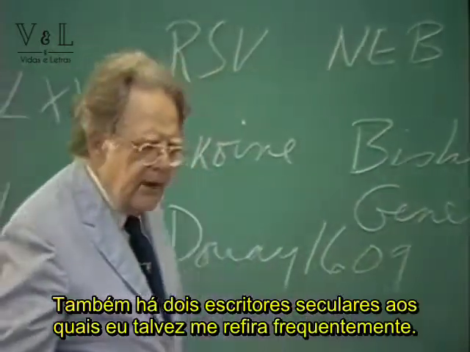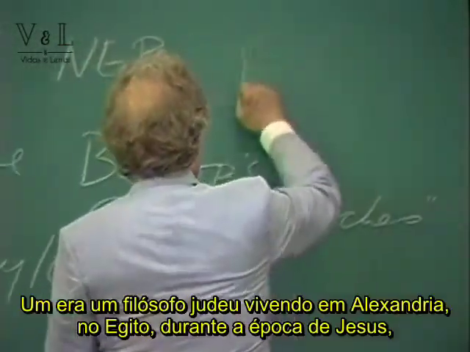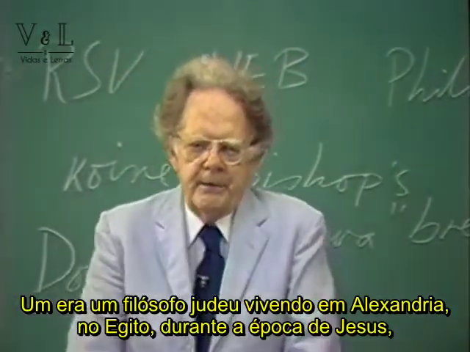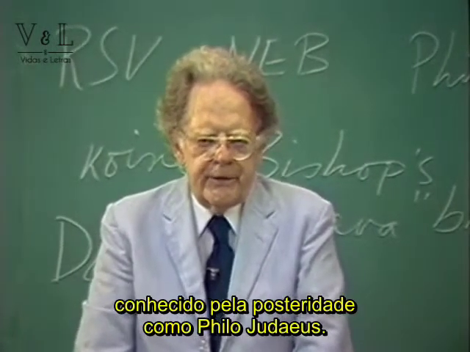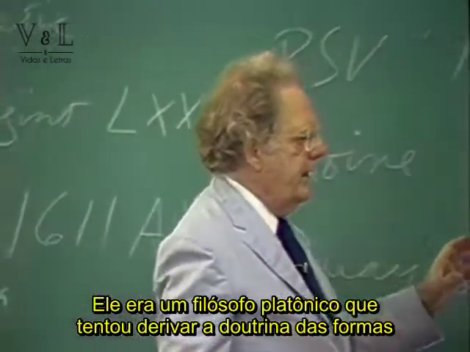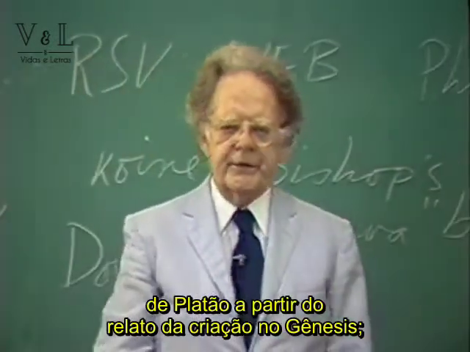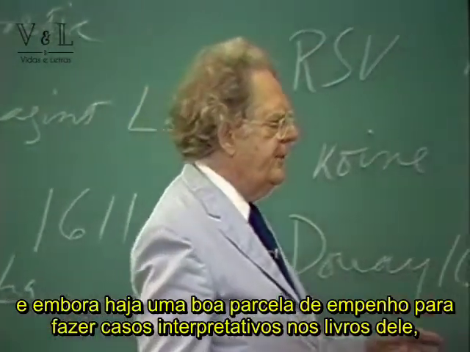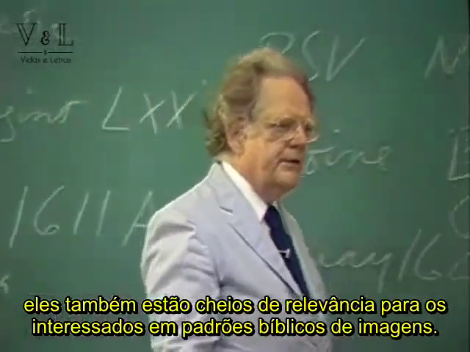Then there are also two secular writers that I may be referring to quite frequently. One was a Jewish philosopher living in Alexandria in Egypt during the time of Jesus, and known to posterity as Philo-Judaeus. And he was a Platonic philosopher who attempted to derive the doctrine of forms in Plato from the account of creation in Genesis. And while there's a good deal of straining to make interpretive points in his books, still they are also full of interest for anybody who is interested in the biblical pattern of imagery.